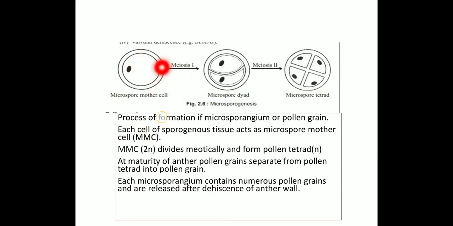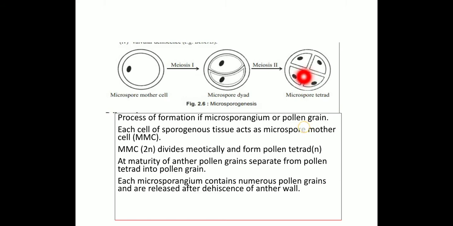All the cells of the sporogenous tissue which are present in the anther act as microspore mother cells. Each cell acts as a microspore mother cell. This microspore mother cell, as it is diploid in nature, undergoes the process of meiosis. After the meiosis, it produces the microspore dyad, two cells are formed. These two cells undergo meiosis too and form the microspore tetrad. So four microspores are formed which remain attached to each other. All these four microspores of the tetrad are haploid in nature.